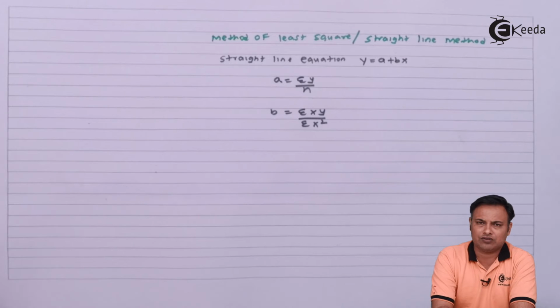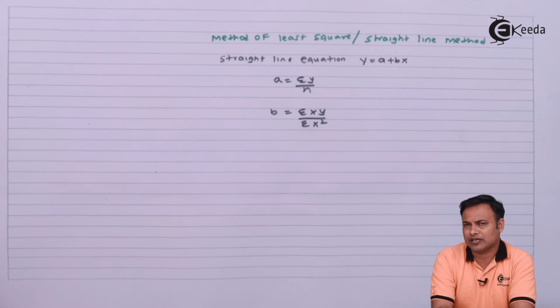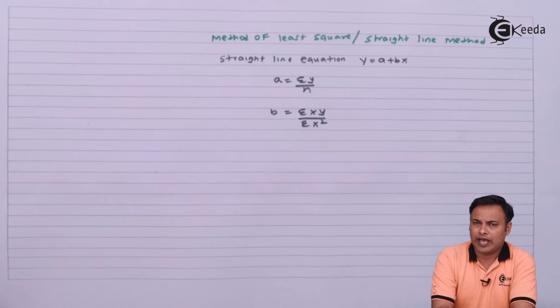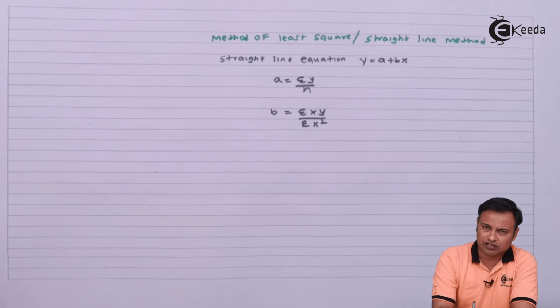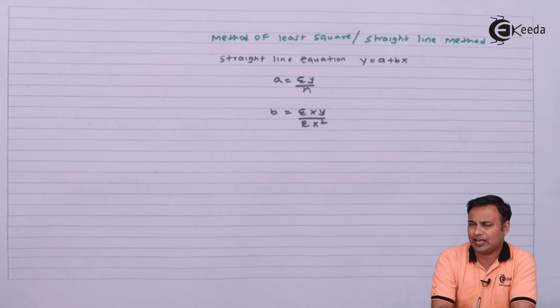Once we get the values of A and B, it becomes much easier for us to estimate any of the values of X if Y is given, or Y if X is given in the problem. This method of least squares is very popular, and it is basically used when one of the two variables is time, that is, the years.